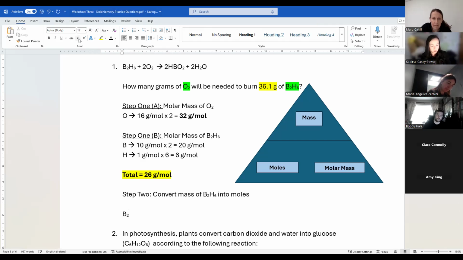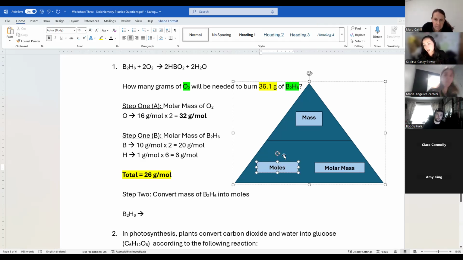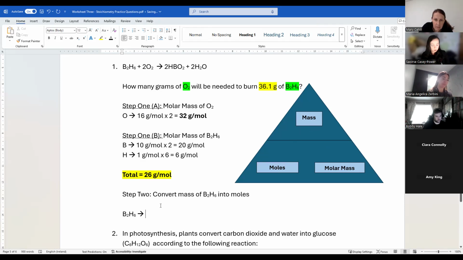So I have B2H6. If I cover what I'm trying to calculate, it tells me to divide the mass given by the molar mass I've just worked out. So you'll see an awful lot of repetition in these questions.